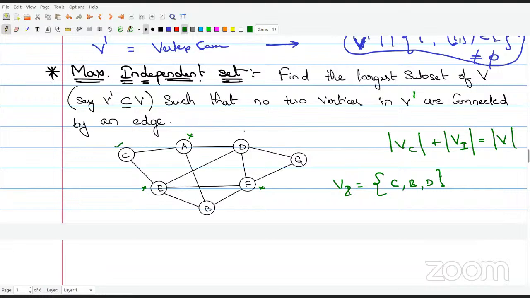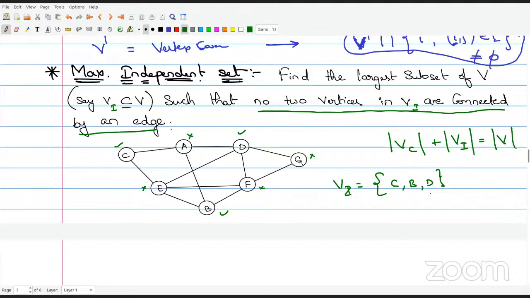What I have picked is this, this, and this. I cannot add any of the vertices A, E, F, G to this set because it fails the property that no two vertices in Vi are connected by an edge. If I add any other vertex like A, E, F, G into this set, this property will fail. Therefore, this is the independent set we got, and we have to check whether it is the maximum or not.